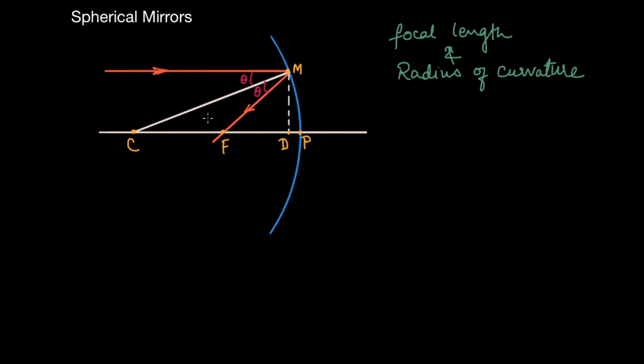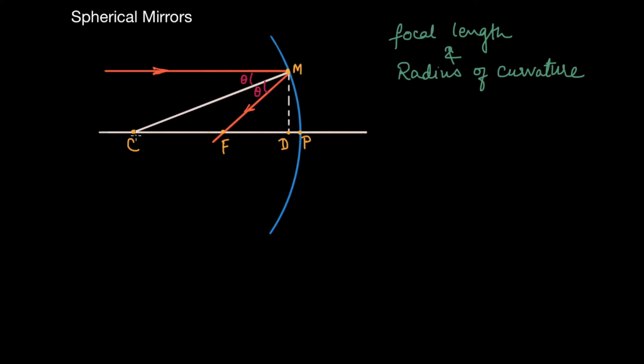So let's now look at the relationship between the focal length and the radius of curvature. In this case, we are looking at a concave mirror, and we've taken this ray in orange. It's a paraxial ray, so it meets the condition that it's close to the pole. Also, it makes a small angle with the normal.